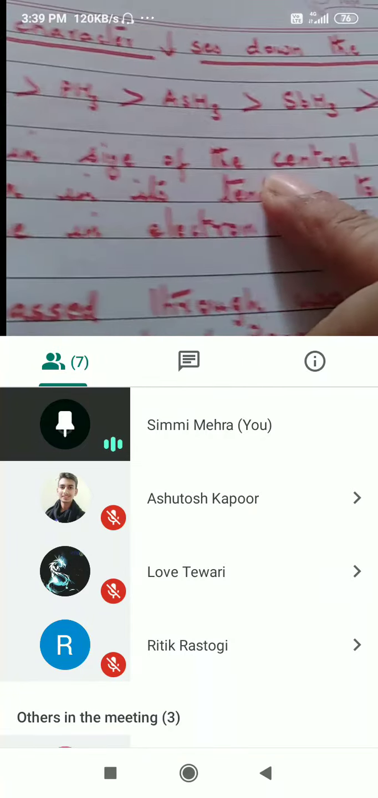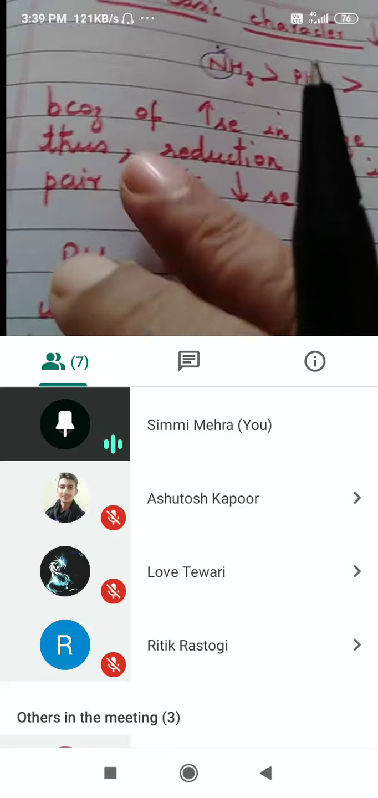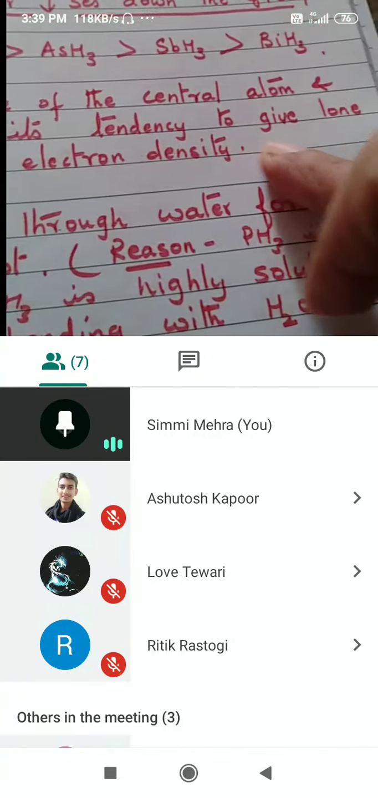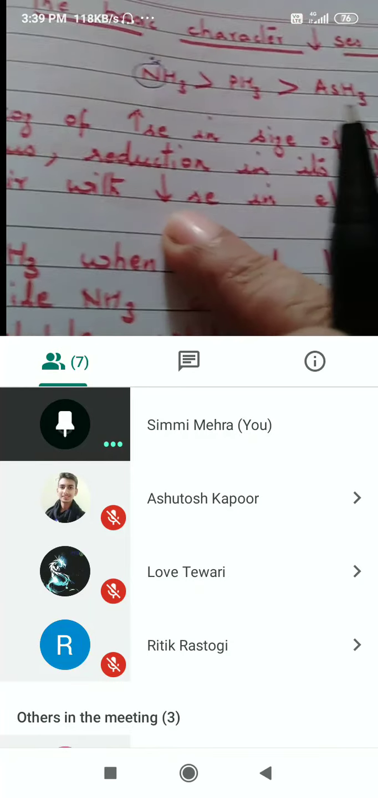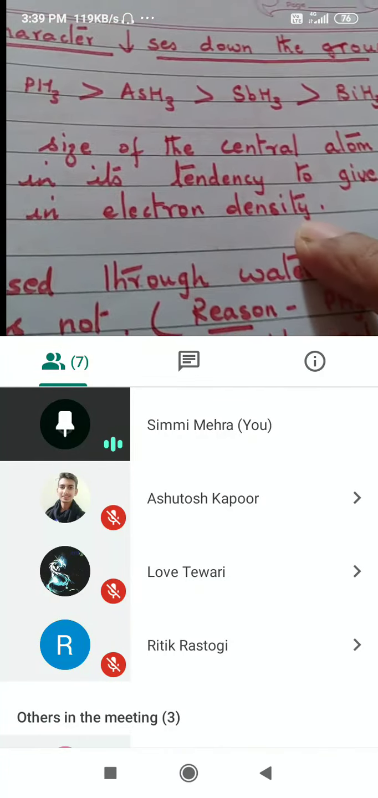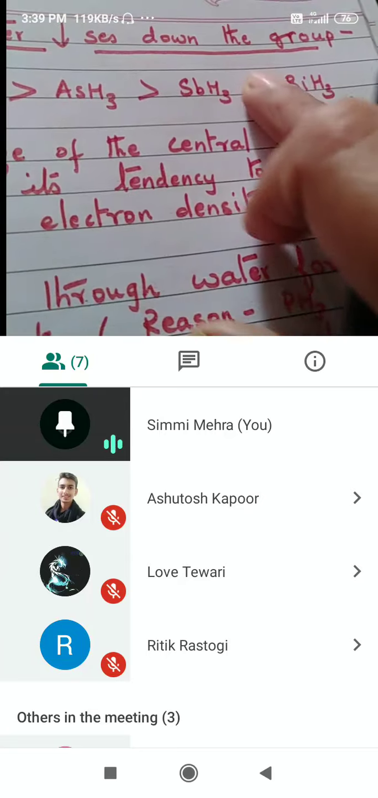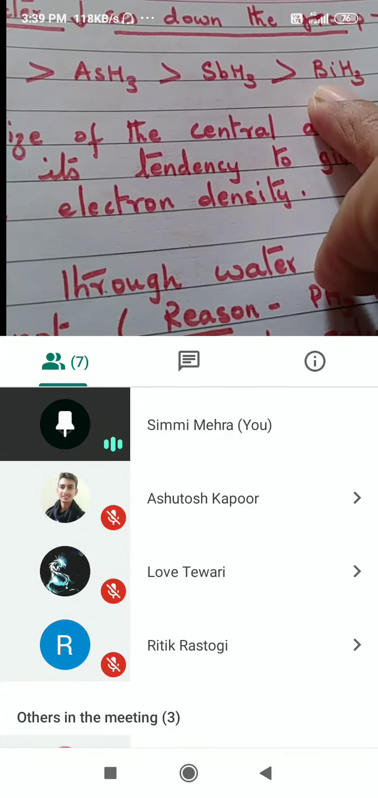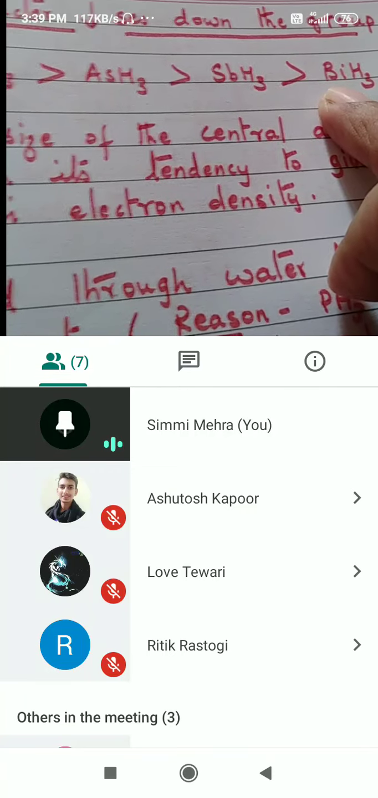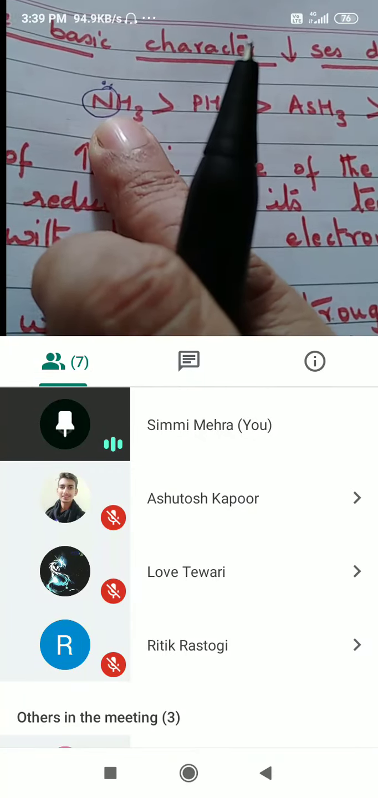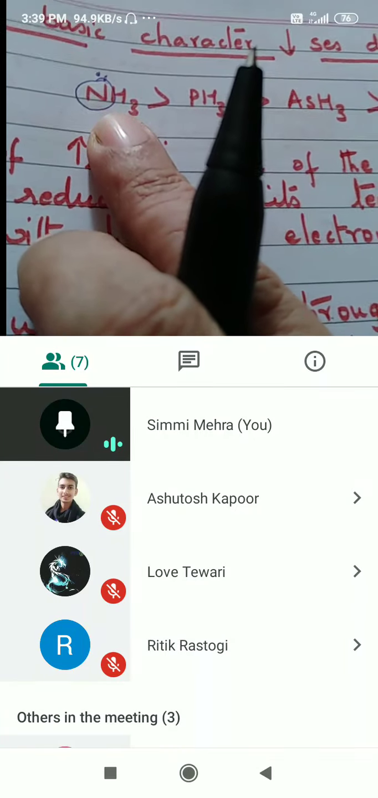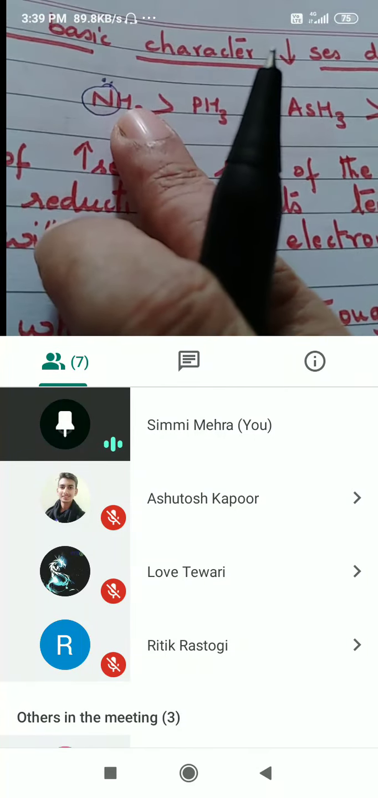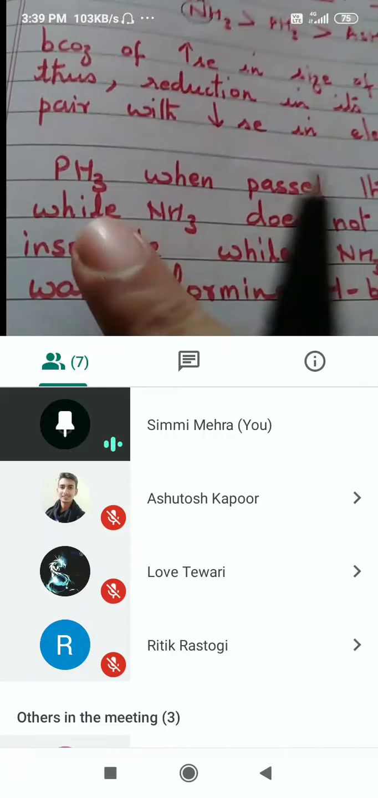The increase in size of the central atom results in a reduction in its tendency to give its lone pair, with a decrease in electron density. Here size is more, electron density is less because electrons are distributed over a larger area. Here electron density is more. So ammonia will be more basic because it can easily give its lone pair because of high electron density.